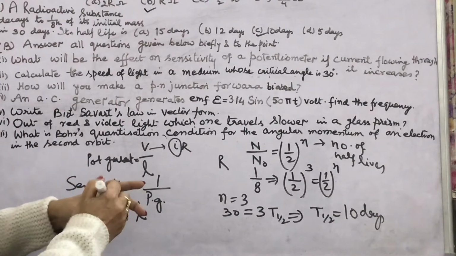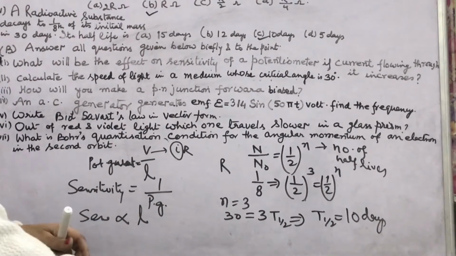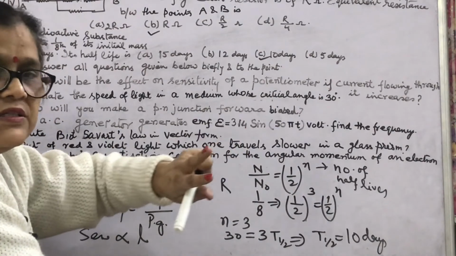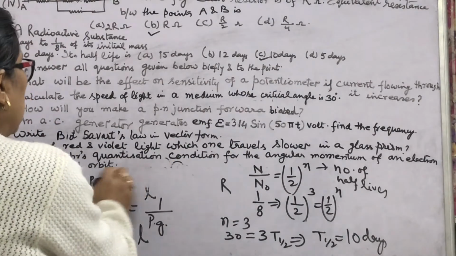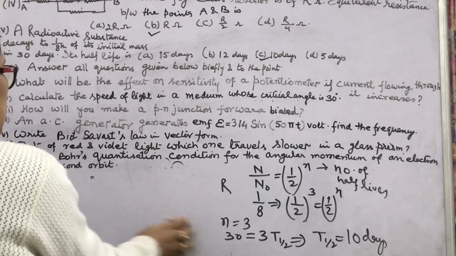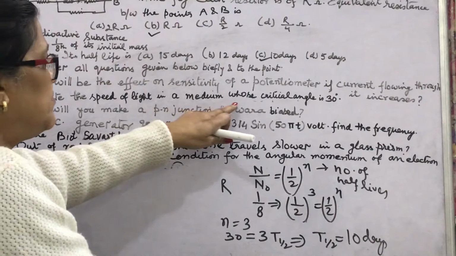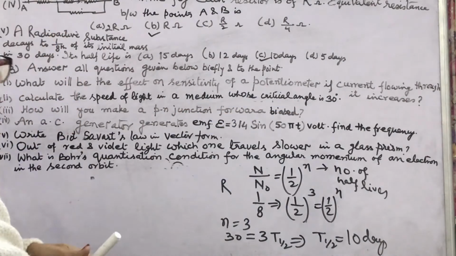So learn in this way how to find the answer. One word answer: that sensitivity will decrease. Now next question, second of part B. Calculate the speed of light in a medium whose critical angle is 30 degree.